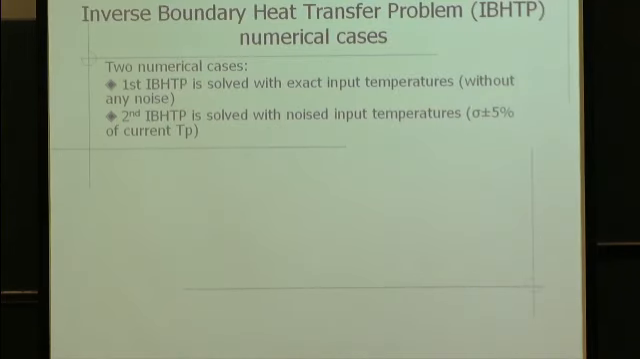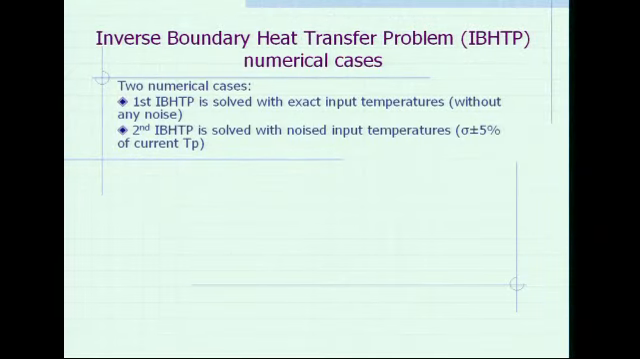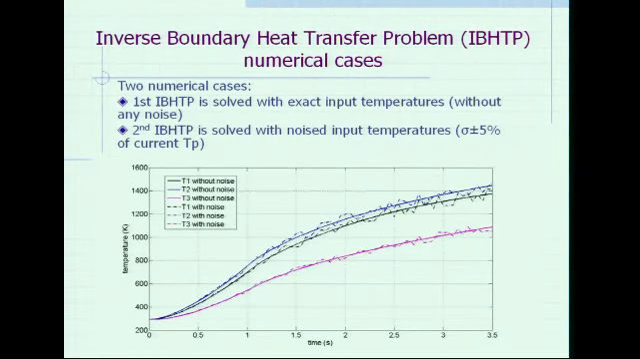I studied only 2 cases. Normally I said I would also use some experimental data, but we didn't do any measurement at the moment. So the first case is solved with exact data, so it is not quite difficult. And for the second one, I used some noised input data, following a normal law with a standard deviation of 5% of the current temperature. The normal data, without noise, is the full line, and the second one is the noise I will use in this estimation.